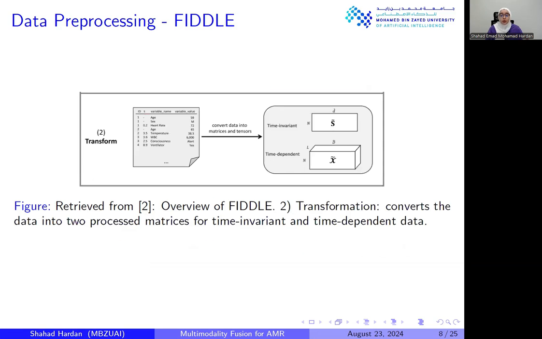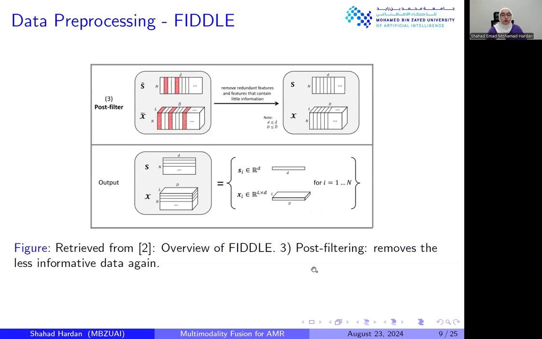Next, after that, we transform our data set into 2 different matrices. One is time invariant and the other one is time dependent. And you can see for time dependent, we have another dimension, which is L, that captures the change in time. Then after that, we go to post-filtering. Post-filtering again removes the less informative features. So we're trying to make our matrices as clean as possible. So we have 2 outputs. One is the time invariant matrix and the other is the time dependent matrix.